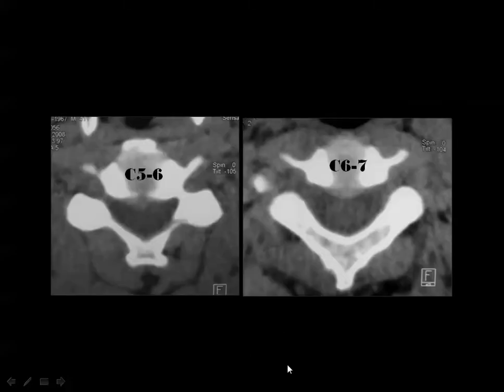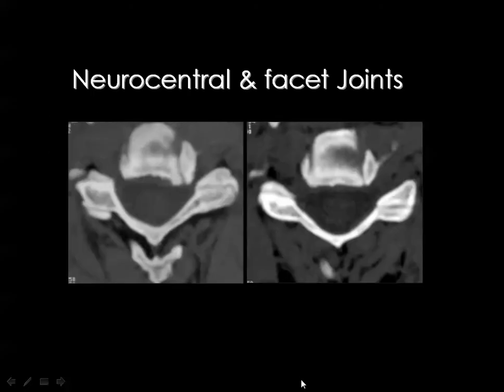But starting with the anatomy, I would like you to identify the normal from the abnormal. This is an abnormal C5-6 disc because there is disc material beyond the posterior edge of the vertebra. And this is also an abnormal C6-7 disc because of the presence of disc material beyond the posterior edge of the disc. Also, the facet joints in the cervical spine and the neurocentral joints are evaluated for osteoarthritis.